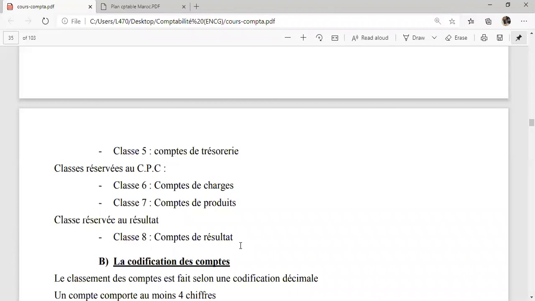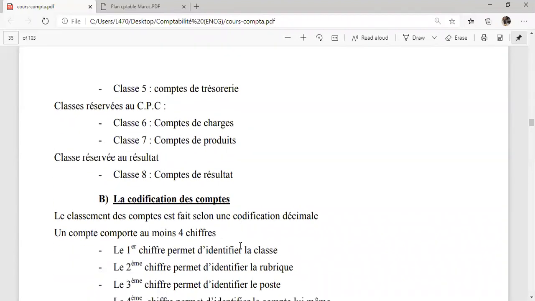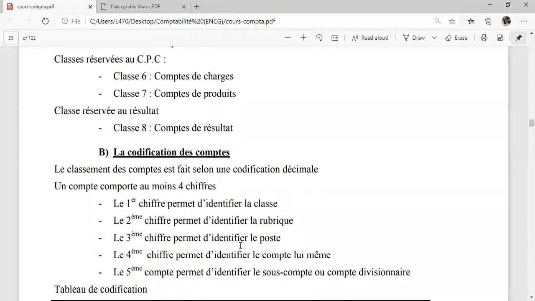So now moving on to the codification des comptes. This codification des comptes is an explanation of what can be found in the classes. We had experienced some internet connection problems. So, okay, from the start.